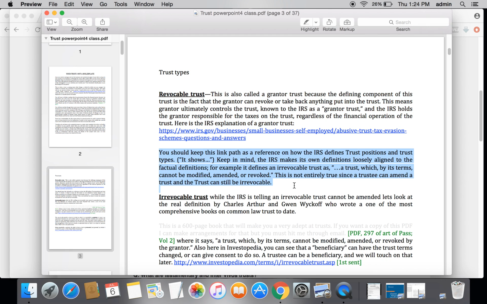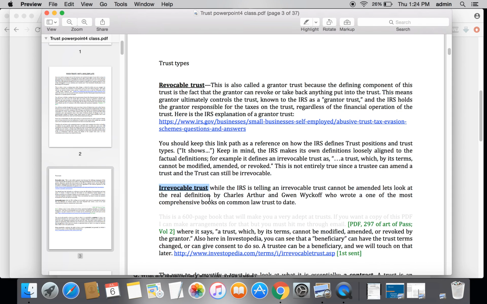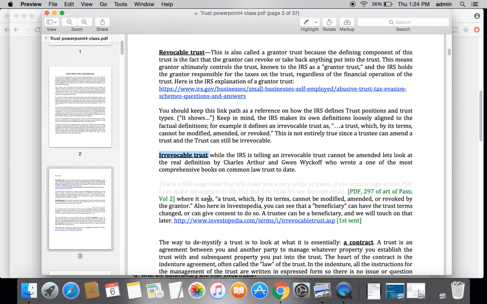Now I want you to understand also that the IRS makes its own definitions loosely aligned to factual definitions, and we're going to show you that when they describe what an irrevocable trust is. An irrevocable trust is where the grantor cannot change or cannot have control of the property. He cannot revoke anything put into the trust by himself. That is irrevocable, so it's the exact opposite of revocable. And in that case, the taxation is not on the grantor. It is on the trust itself. And we'll get into that a little later on.